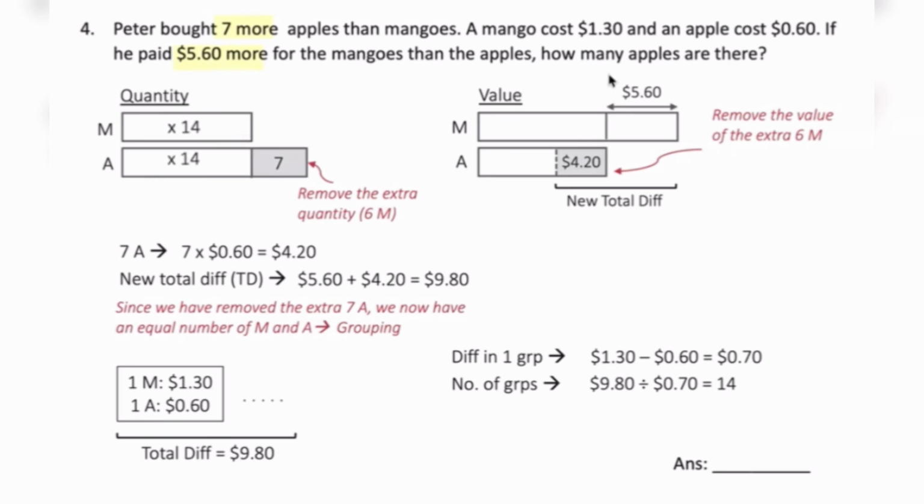Now the question is, how many apples are there? Apples will be 14 plus 7. Okay, 21.